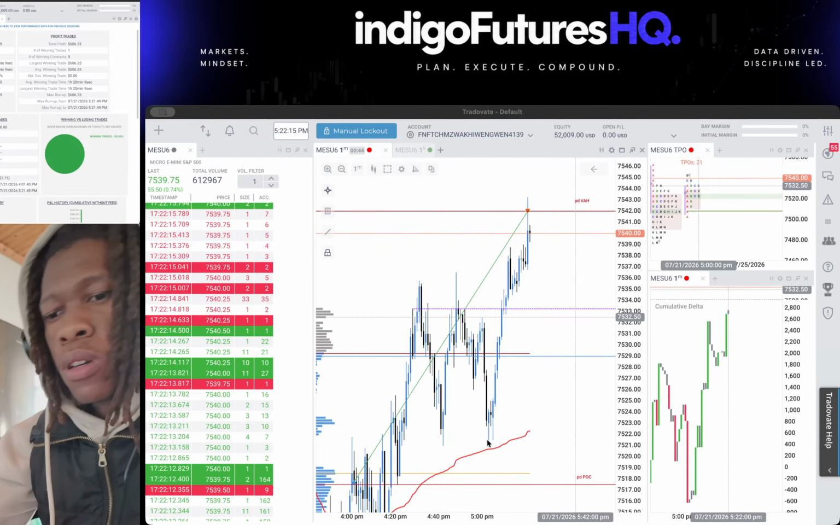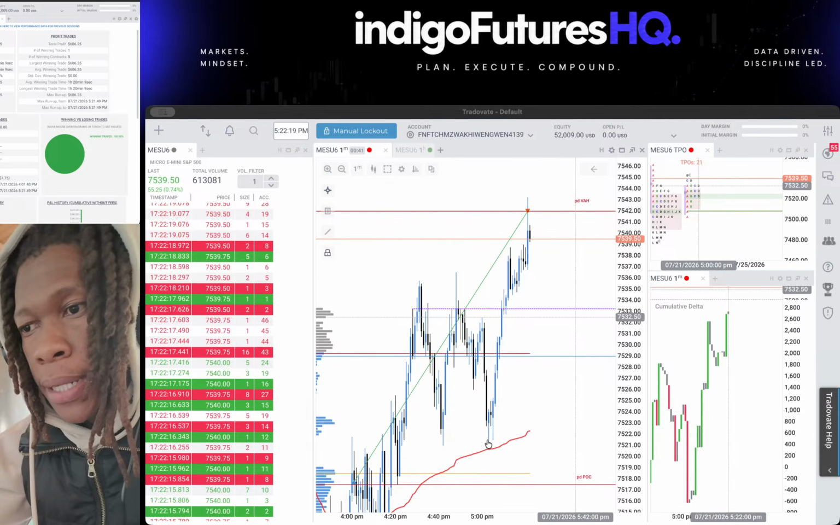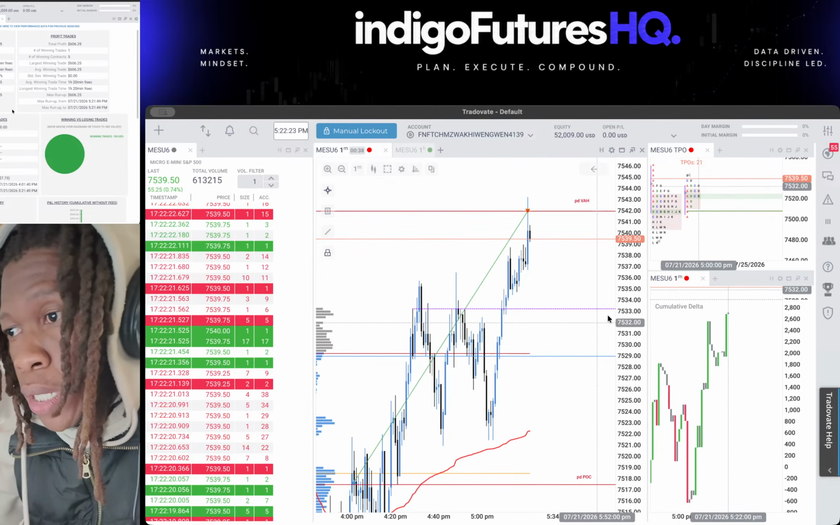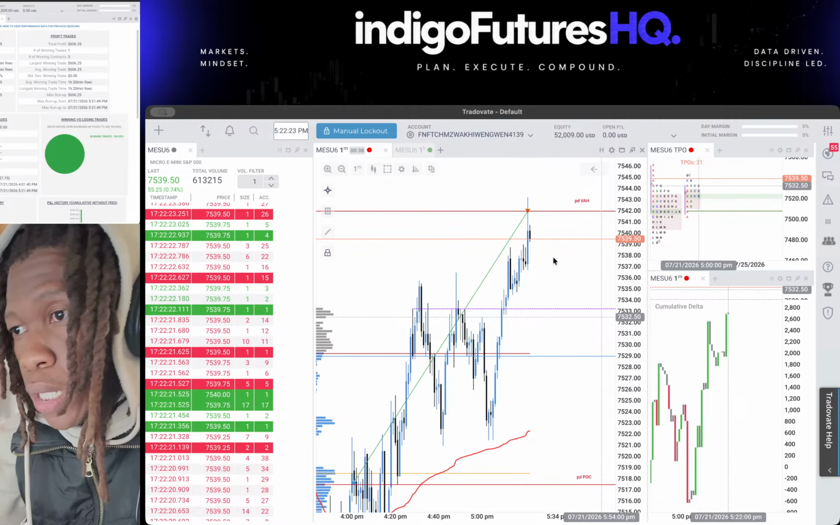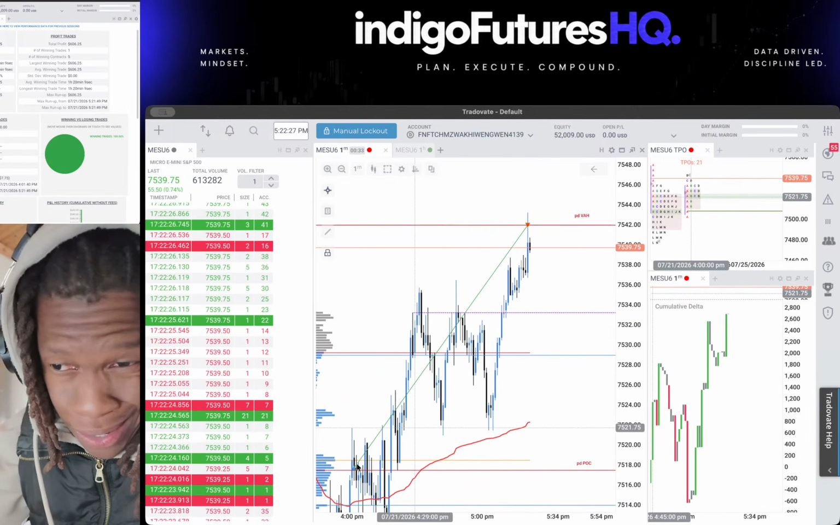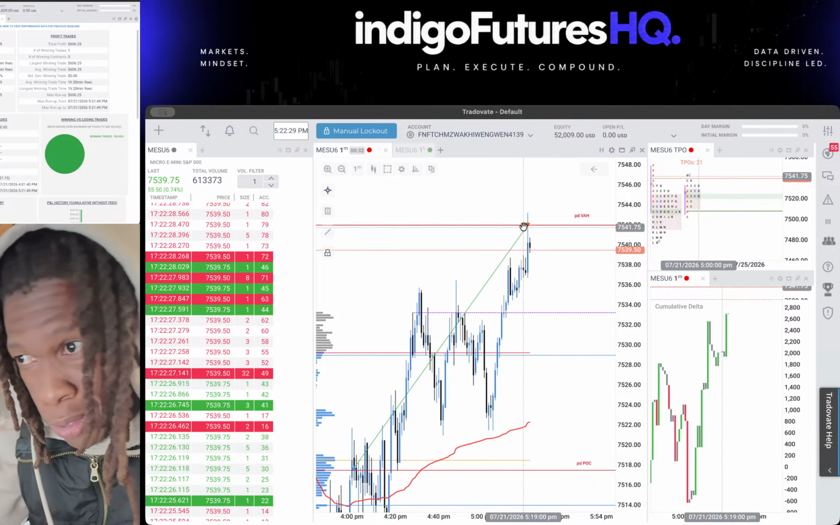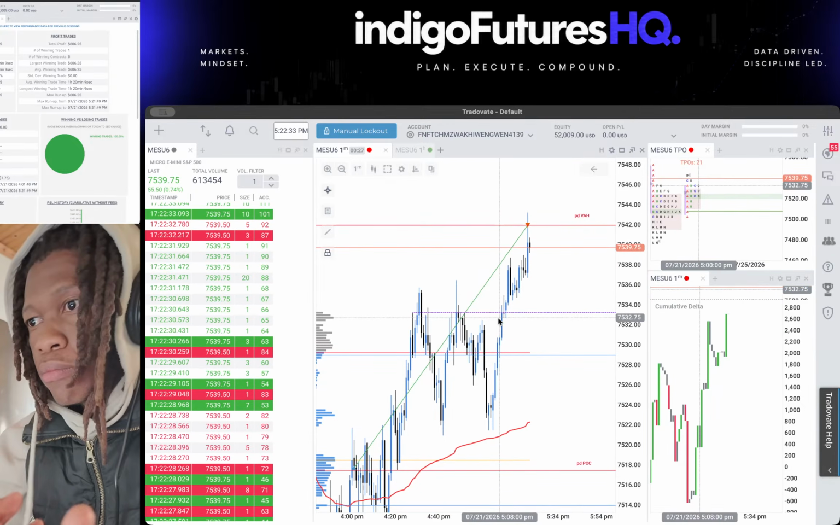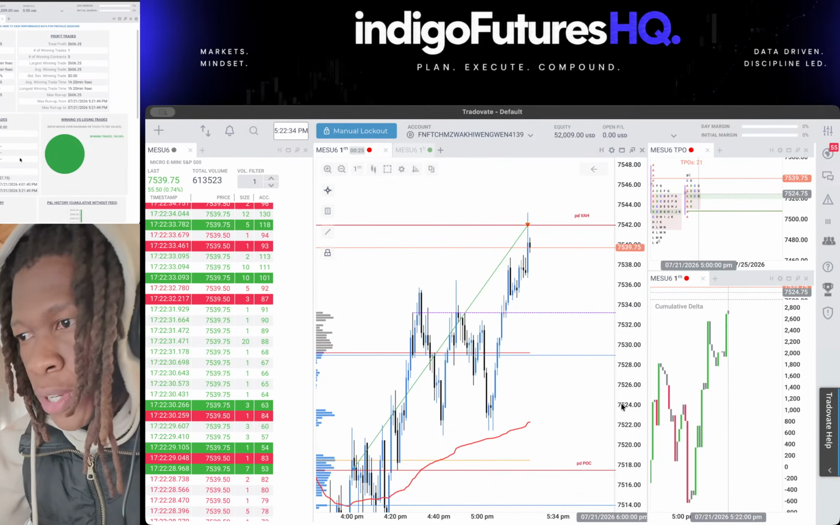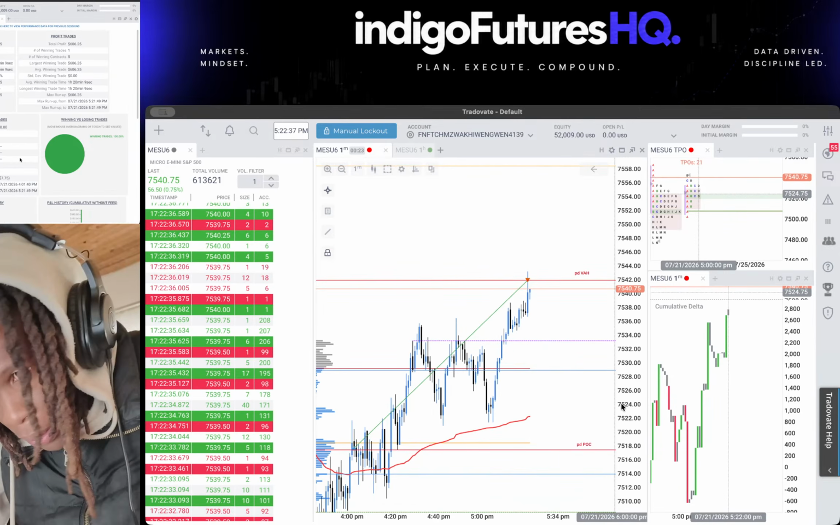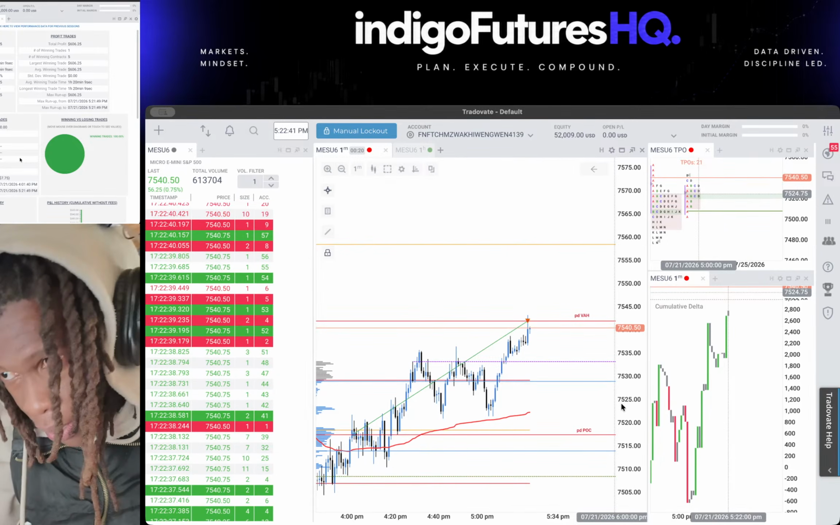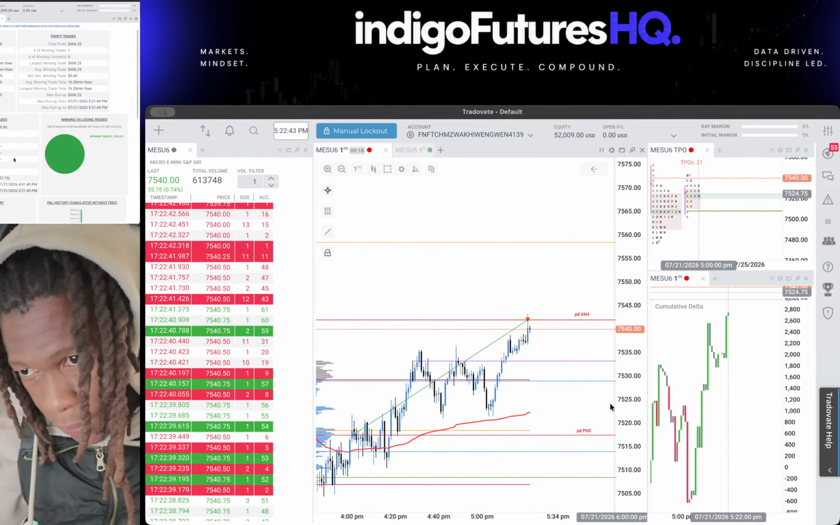Good, boys. It took a while, but we finally got it, right on the button. Previous day value area high. Previous day point of control to previous day value area high. Not entirely sure how much that was, but yeah, we got what we came for. It did take a while.